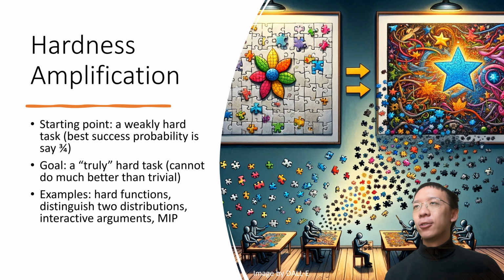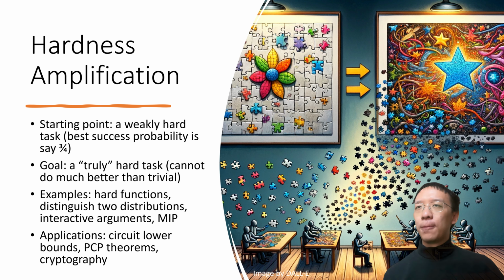So these include examples like amplifying a hard function, amplifying the indistinguishability of two distributions, amplifying the soundness of interactive proofs and systems, and also multi-prover interactive proof systems. This is a very widespread topic that can be found throughout TCS, and it has many applications such as proving circuit lower bounds, proving PCP theorems, and of course, the focus of today, which is cryptography.